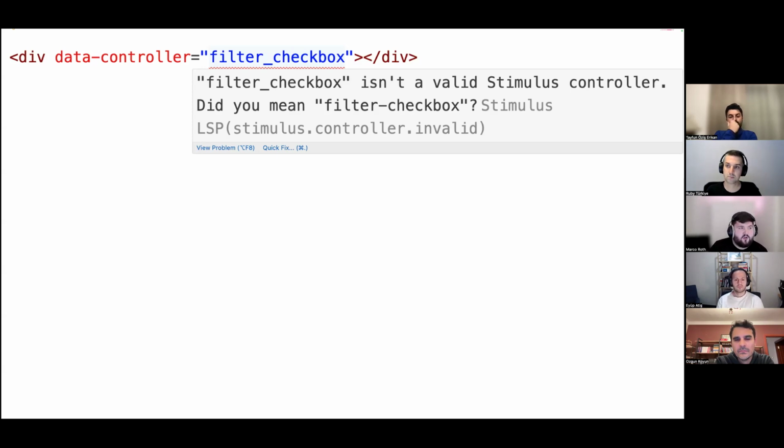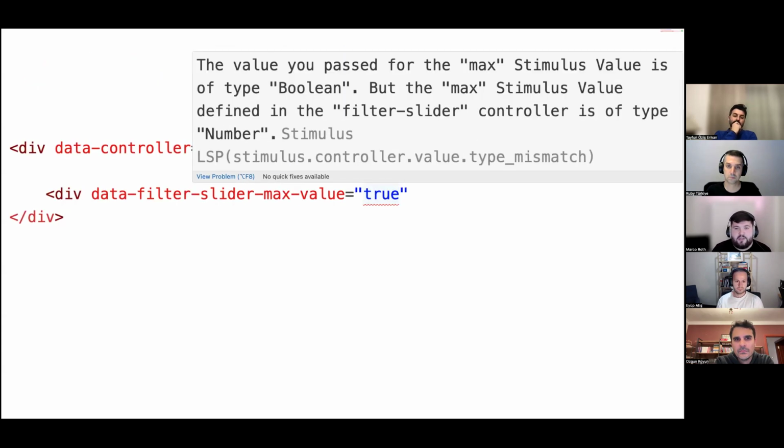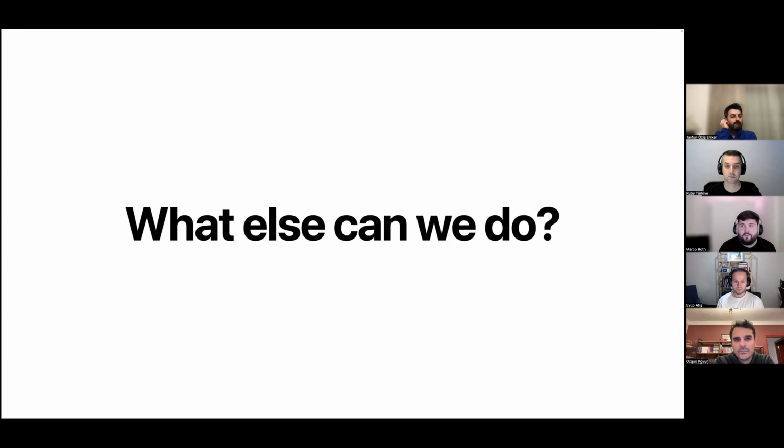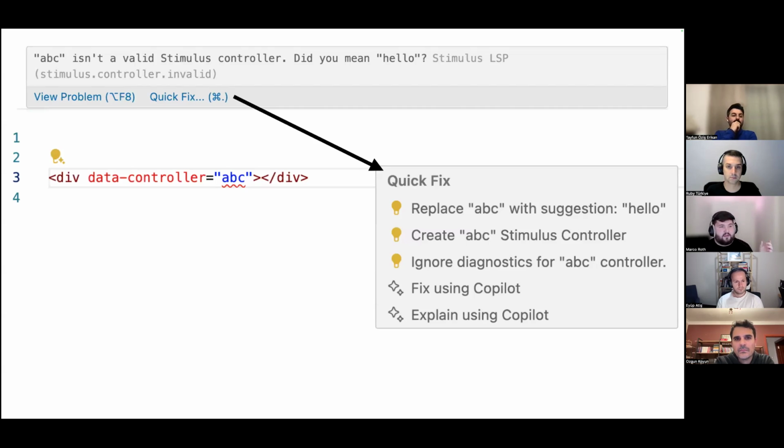And we can do this for the controllers. We can do this for the actions. We can do this for targets. We can do it for pretty much everything, even if you're using values and you are mismatching the types between what you defined in your controller and what you have defined in your HTML. So what else can we do? If we already know something is not right, but could be right, we could guide the user to do the right thing and give them a code action to fix it for them. So when we see we have this controller, it doesn't know about it, but it could say, did you mean hello? We could just say, replace this value with the right thing that we actually meant.